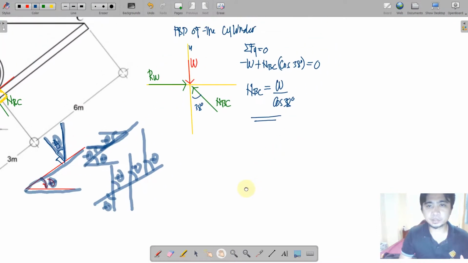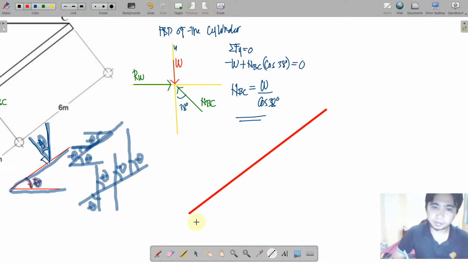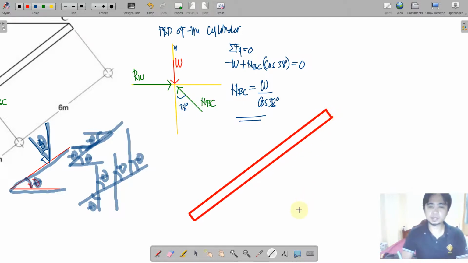So this is just the start of the solution. Proceeding further, let us transmit forces to the member BC. See, this is the member BC, a nice red BC. Let us just apply here the principle of action and reaction. So NBC here will transfer to this bar.